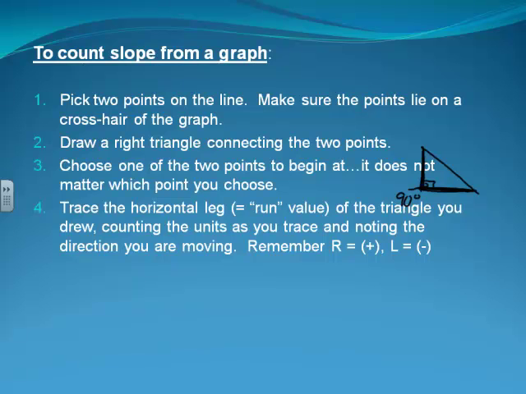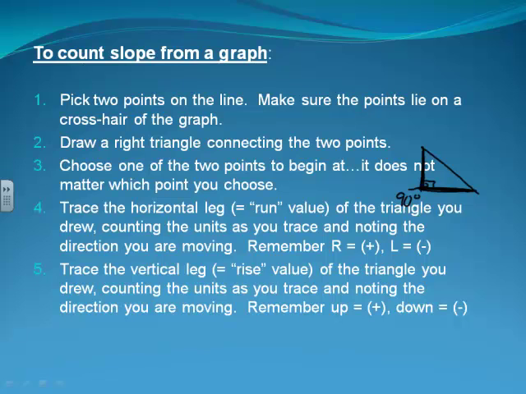Your fourth step is to trace the horizontal leg, which is the run value of the triangle you drew, counting the units as you trace, and noting the direction you are moving. Remember, for your horizontal movement, if you move right, you've got a positive change, and if you move left, you've got a negative change.